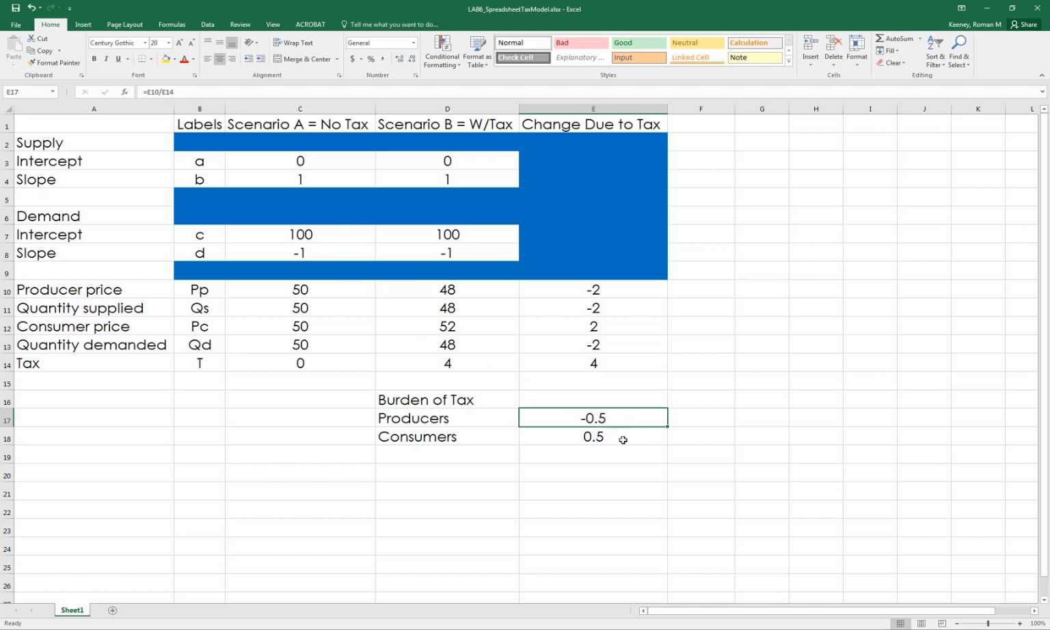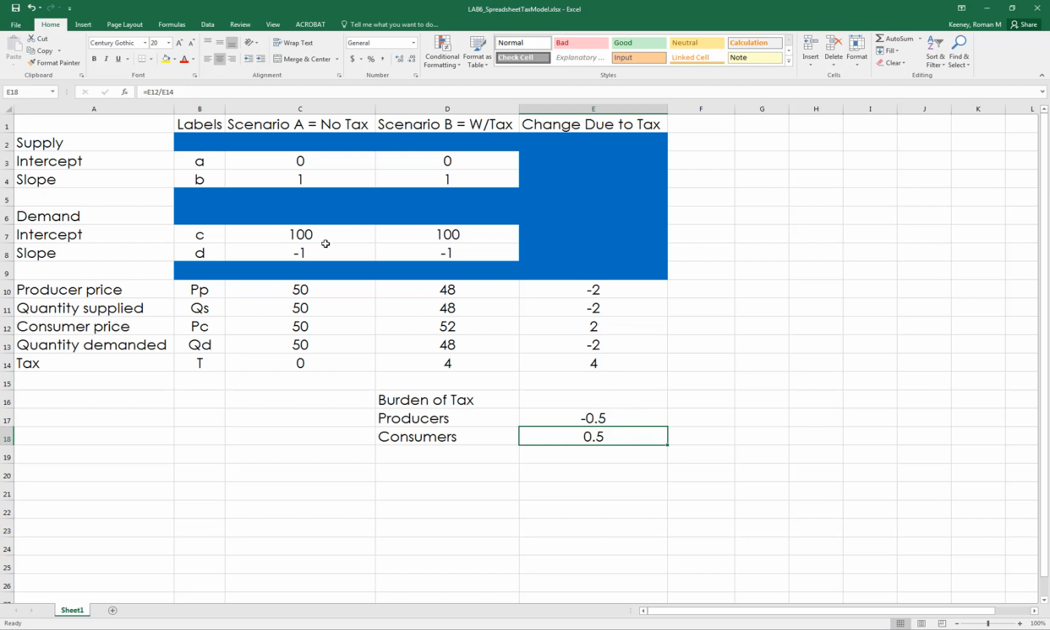So these incidences, this burden that I'm calculating down here as the share, right, how the tax is felt, how much of it is increased price for the consumer, how much of it is lower price for the producer. That's what's being calculated down here. So if you look at the formula here, it's E10, the impact felt by the producer, divided by E14, the total impact that we're applying to this market. Same thing here. So it's E12, the impact on the consumer, divided by the total impact.